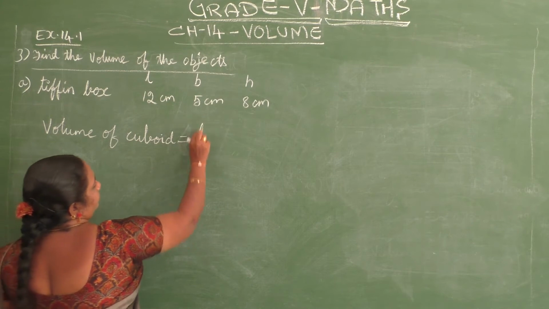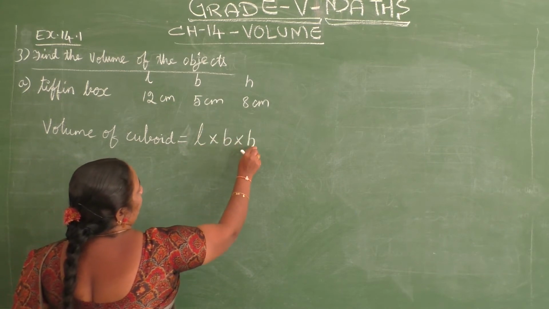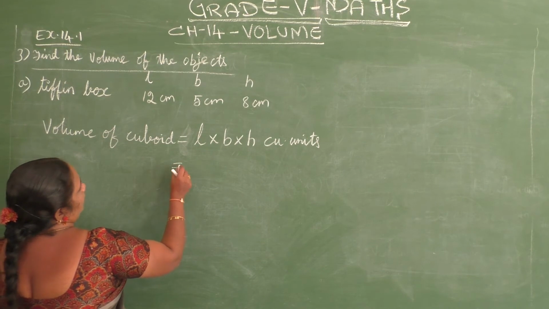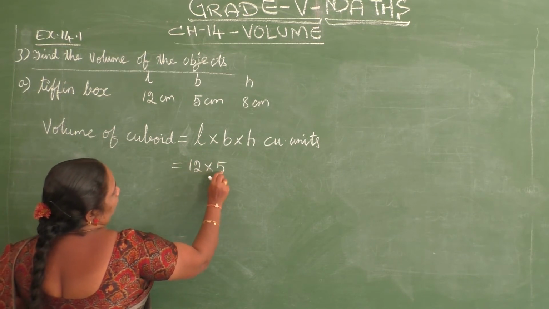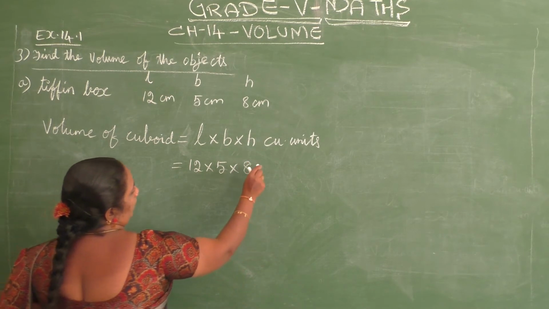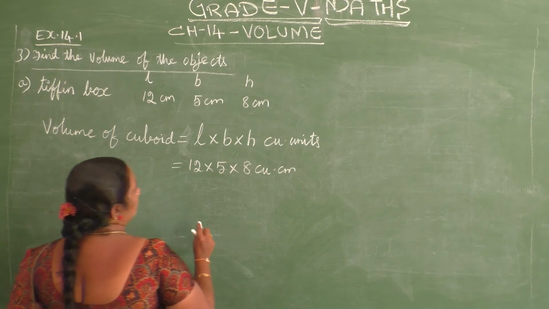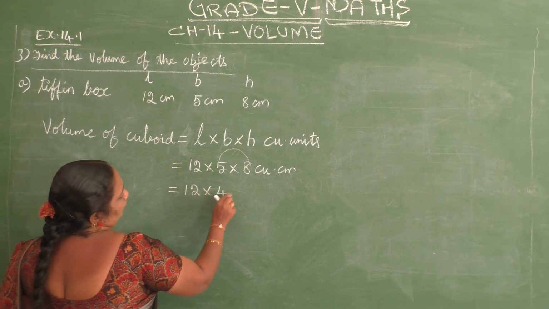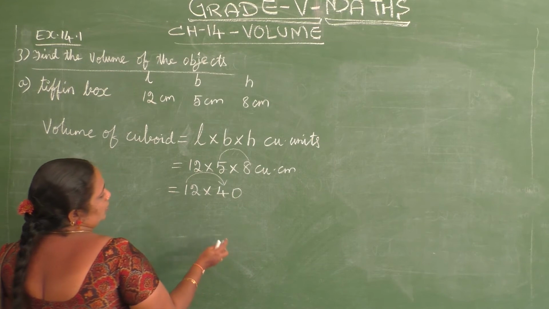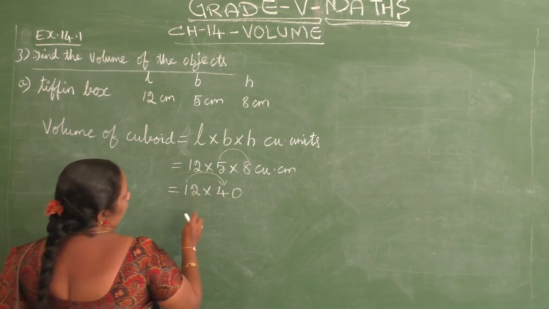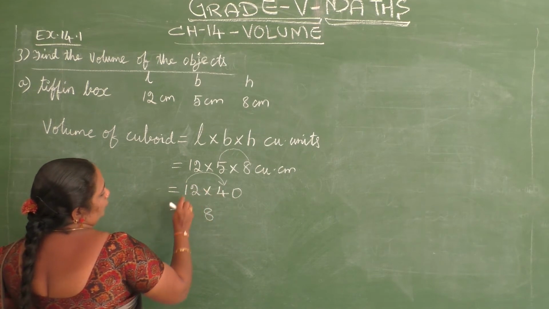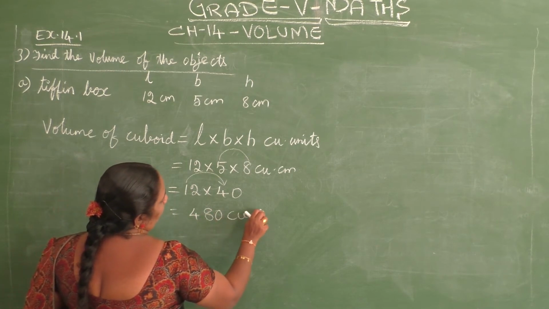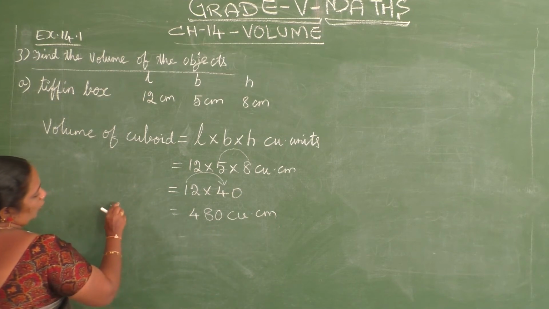Volume of cuboid is L into B into H cubic units. So the measurements are 12 into 5 into 8 cubic centimeter. First I am multiplying 5 and 8. 5 8s are 40. So 12 into 40. Afterwards I am going to multiply these two numbers. 2 4s are 8, 1 4s are 4, 0. So 480 cubic centimeter. It's the volume of a tiffin box.